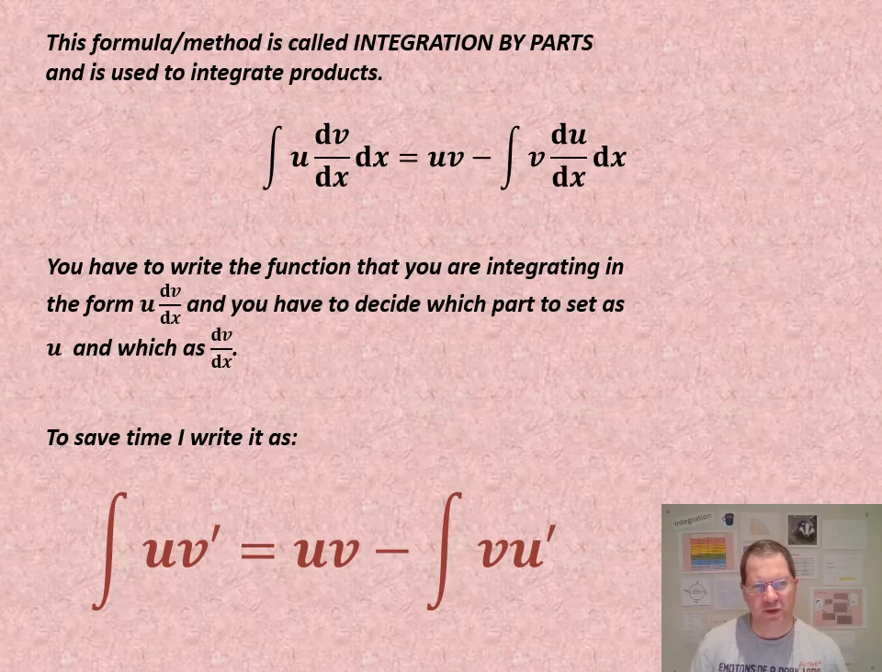And as I've already mentioned, we use it to integrate products. Okay, so our product is going to be made up of u and dv by dx. And unlike the product rule, where it doesn't matter which is u and which is v, we will have to decide which part to set as u and which part to set as dv by dx. But we're going to be differentiating u to get du by dx, and we're going to be integrating dv by dx to get v. So I'm going to be talking you through how we make those decisions. And just like the product rule, I rewrite it in a simpler form, which is the integral of uv dash equals uv minus the integral of vu dash.